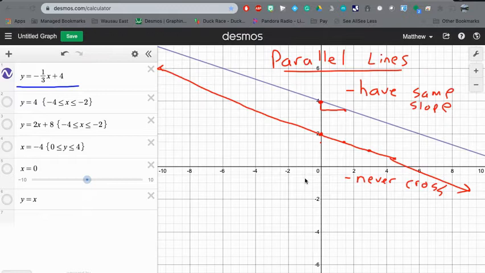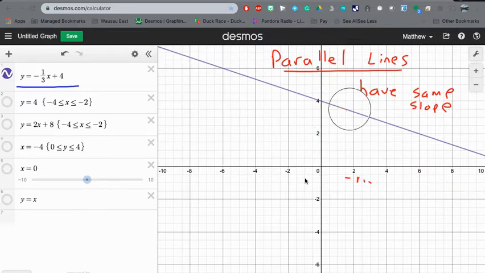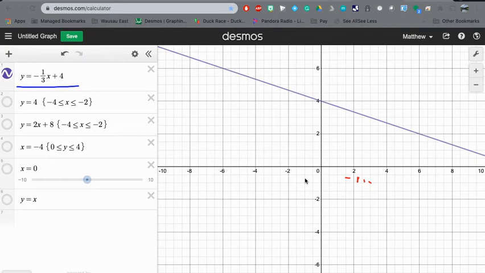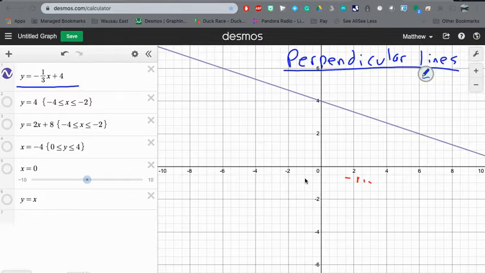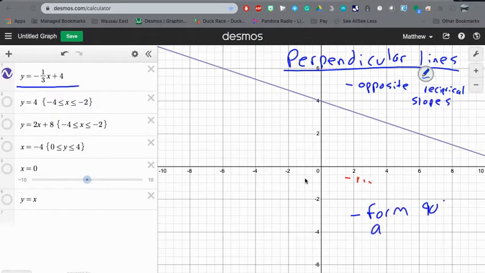Next, we're going to talk about perpendicular lines. Now, perpendicular lines are a little different. They have opposite reciprocal slopes, and they form 90-degree angles when they cross each other.